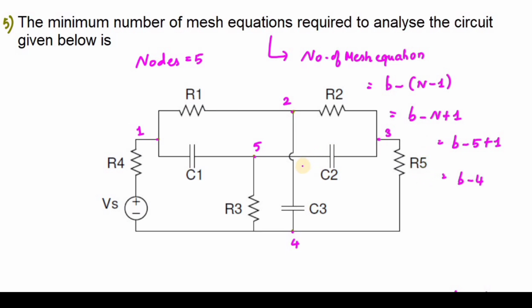Okay. So I need to find how many branches there are. What does branch mean? This is one branch, the current flowing to this one. So this is the first branch, second branch, third branch, fourth branch, fifth branch, sixth branch, seventh branch, and this is the eighth branch. So the branch value is nothing but 8. If I substitute in this equation, 8 minus 4 is 4. So the number of mesh equations required is 4.